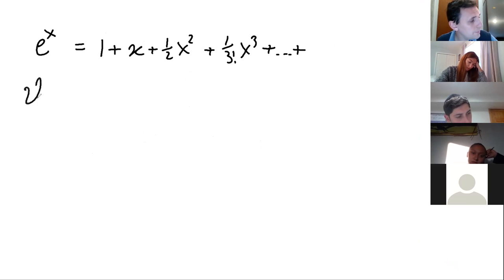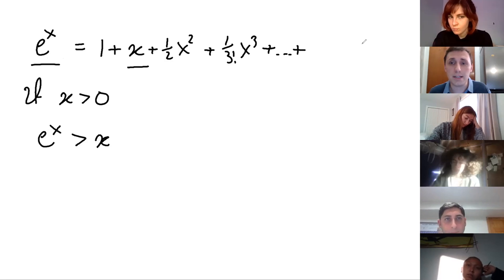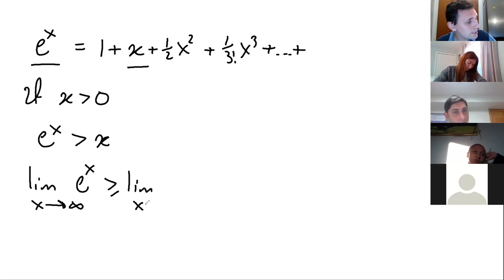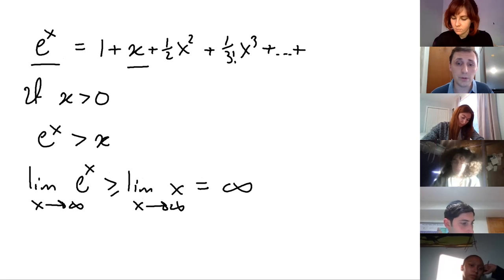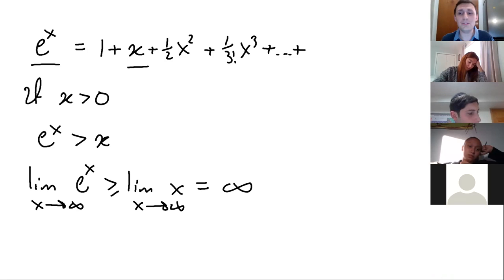In particular, if x is bigger than 0, then e to the power of x is bigger than x. Do you agree? I just isolated x for comparison, which in particular tells me what? That's a sort of a version of the squeeze theorem, guys. If I take the limit as x goes to infinity of e to the x, that would be bigger or equal to the limit as x goes to infinity of x. And what is that limit? That limit is infinity, which means that e to the x grows without bound. Yes? e to the x grows without bound.